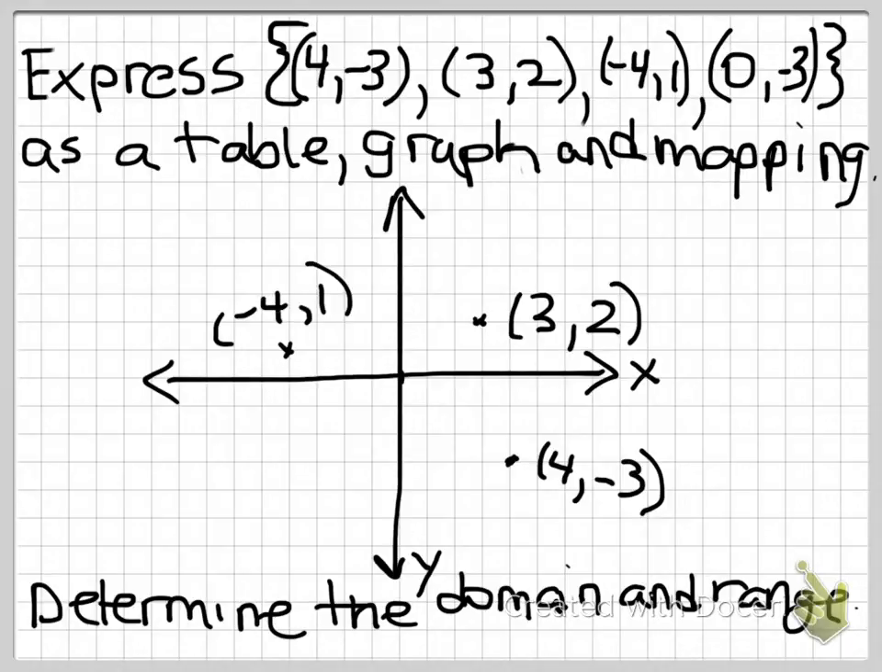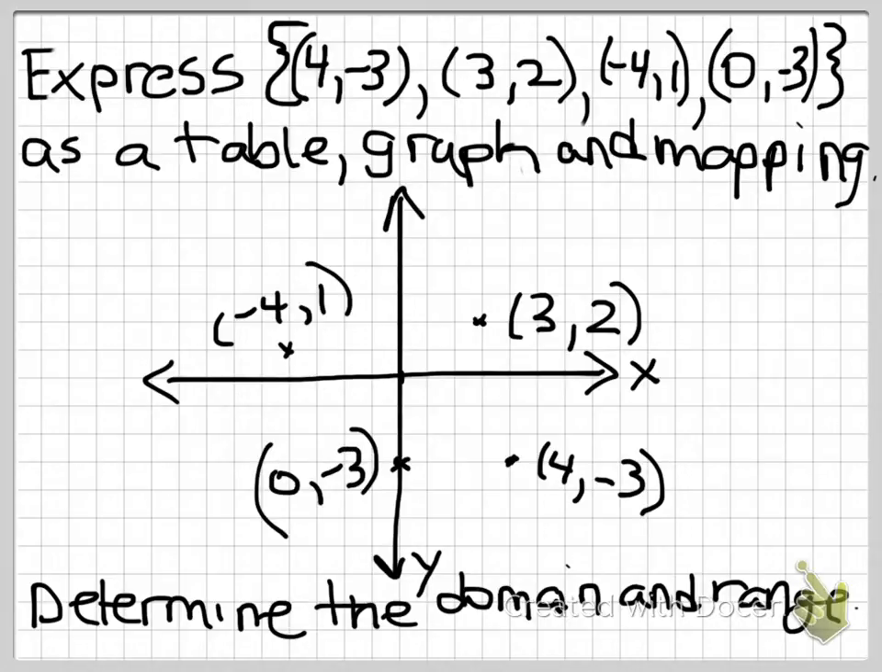And then our last ordered pair, 0, -3. 0 means we're going to go nowhere on the x-axis, we're going to stay at the origin, so we're going to just go down the y-axis 3 spots because it's a -3. So we have 0, -3.